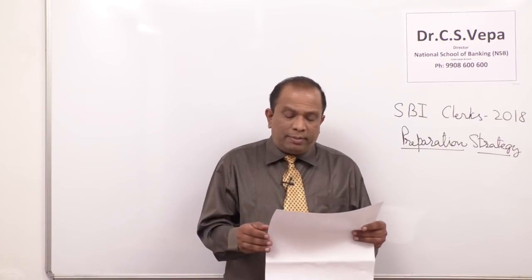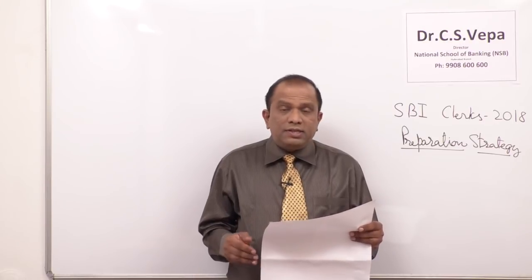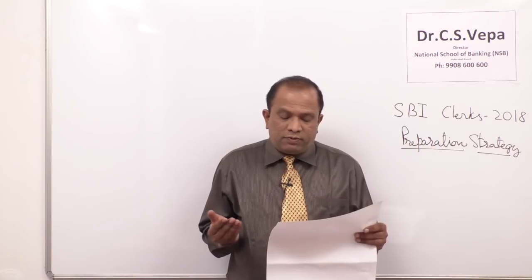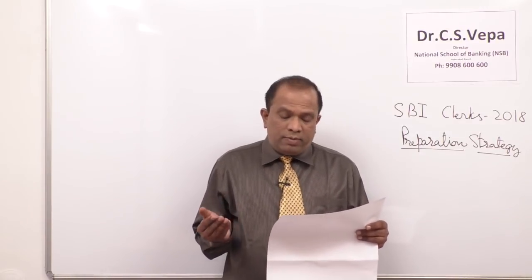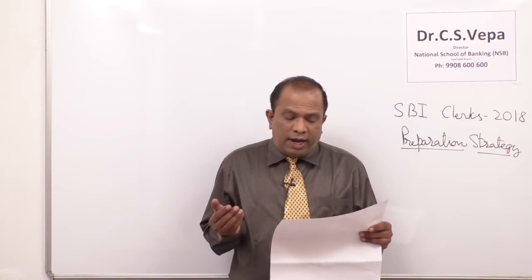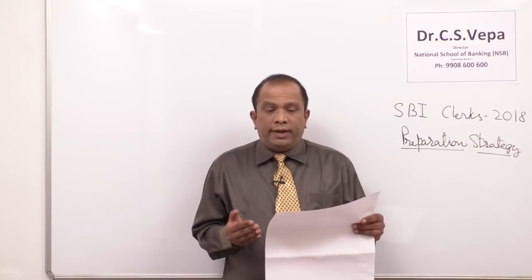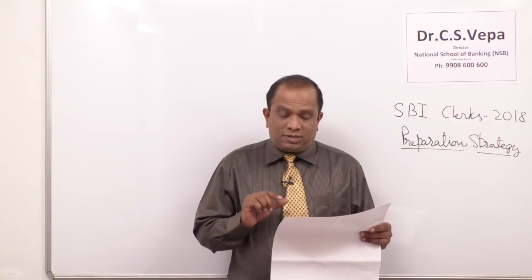Look at the main examination. General and financial awareness, 50 questions and 50 marks, so each question carries 1 mark. General English, 40 questions and 40 marks, 1 mark each. Quantitative aptitude, 50 questions and 50 marks, 1 mark each. Reasoning ability and computer aptitude, there are 50 questions and the marks are 60, so each question carries 1.2 marks. So this is the highest mark.